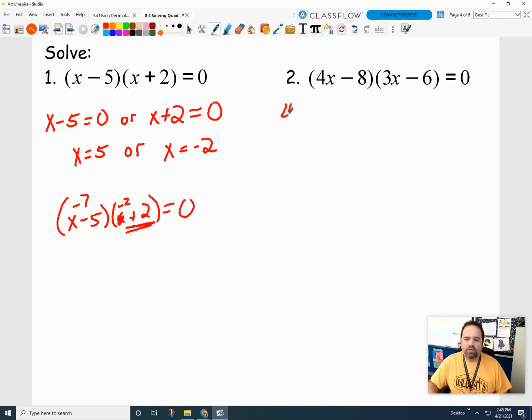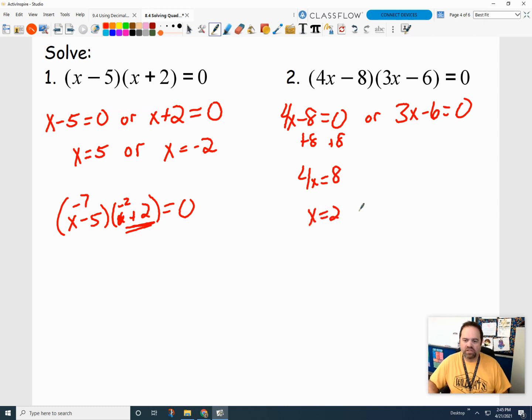So I'm going to do the same thing here. My first factor equals 0, or my second factor equals 0. Again, or. So I'm going to solve this guy, add 8. So I got 4x equals 8. Divide by 4, x is 2.